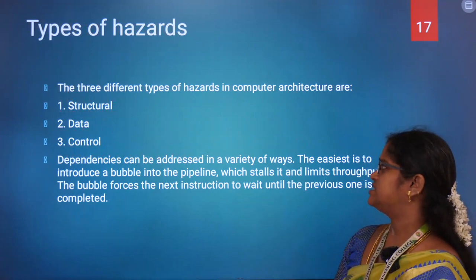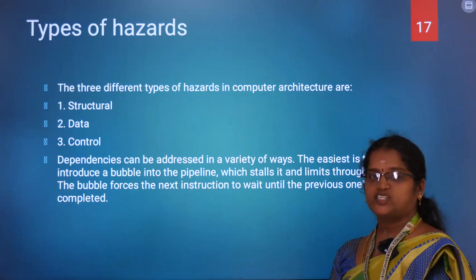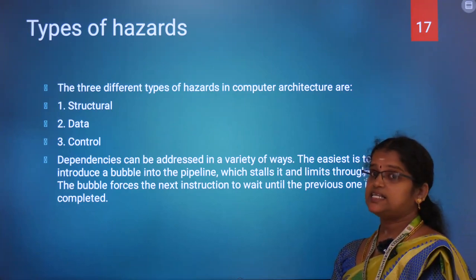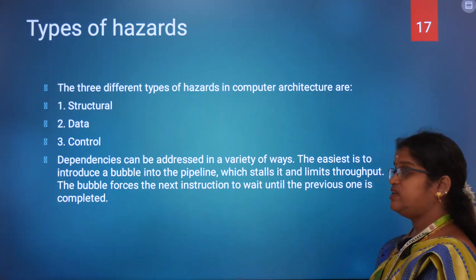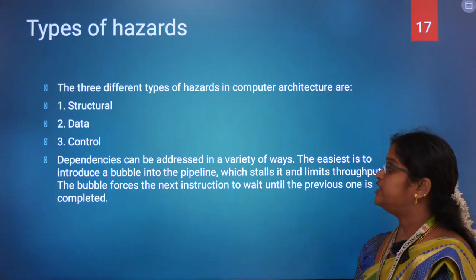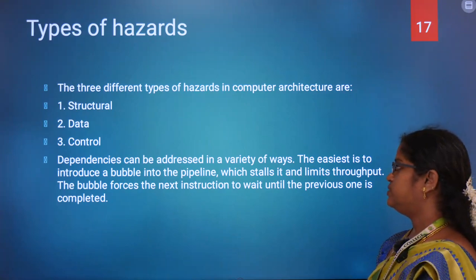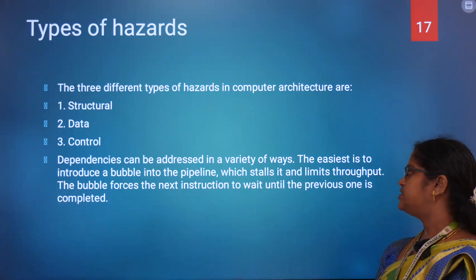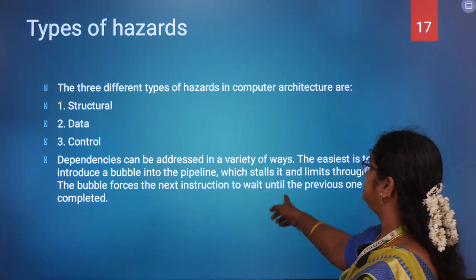Types of hazards. There are three different types of hazards in computer architecture: structural hazards, data hazards, and control hazards. Dependencies can be addressed in a variety of ways. The easiest is to introduce a bubble into the pipeline, which stalls it and limits throughput. The bubble forces the next instruction to wait until the previous one is completed.